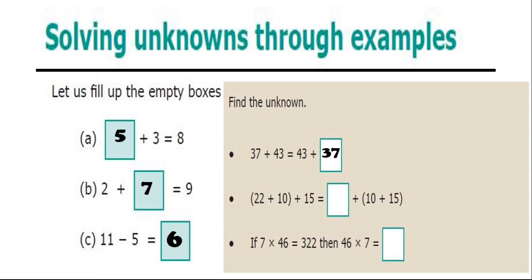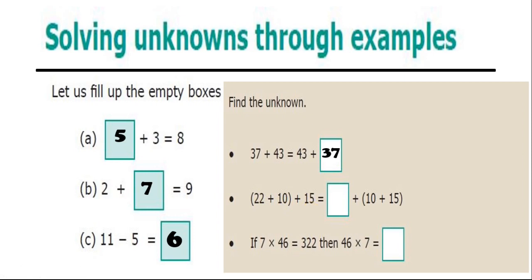Okay. Next, we call this the commutative property. We'll study it in the higher classes. Okay. So when we go for the next one, it is 22 plus 10 plus 15 is equal to, they just shifted the bracket here, 10 plus 15. So this is called the distributive property here.